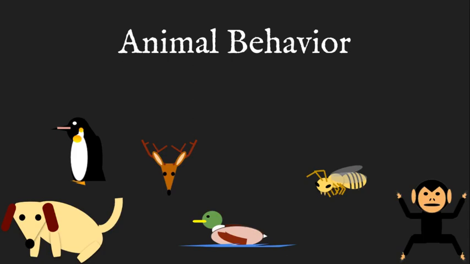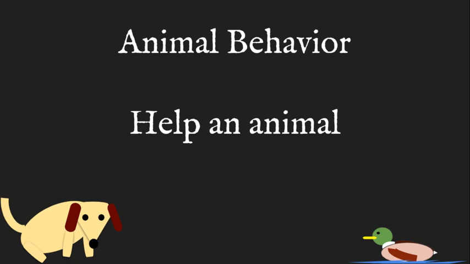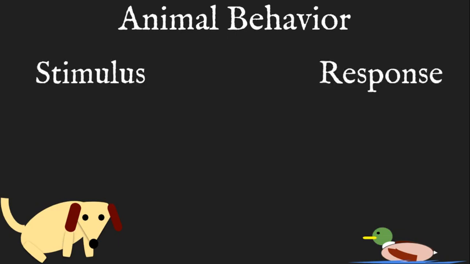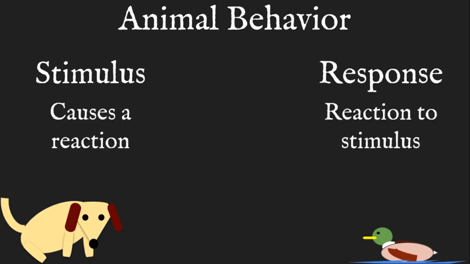In this video, we're going to explore different animal behaviors. Animals' behaviors help them survive or reproduce. Animal behaviors rely on stimulus and response. A stimulus causes a reaction, whereas a response is a reaction to the stimulus.